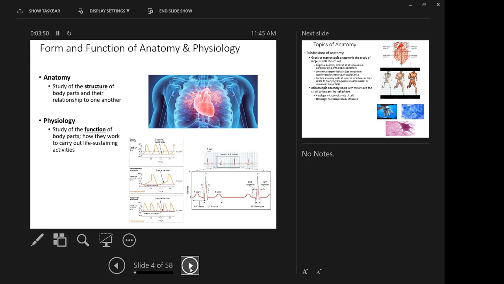The structure of the heart dictates its function. And that's what physiology is all about, the function of our body parts. How do things work the way they do? The anatomy is what they look like. How are they shaped?